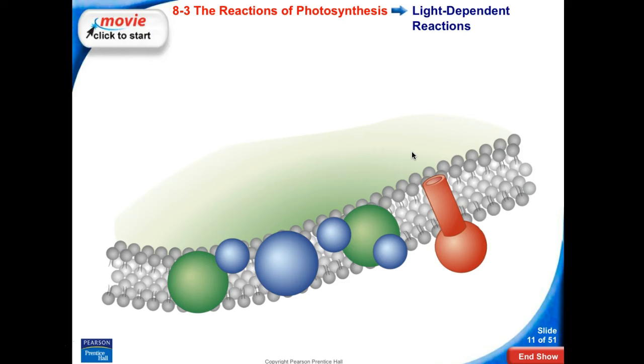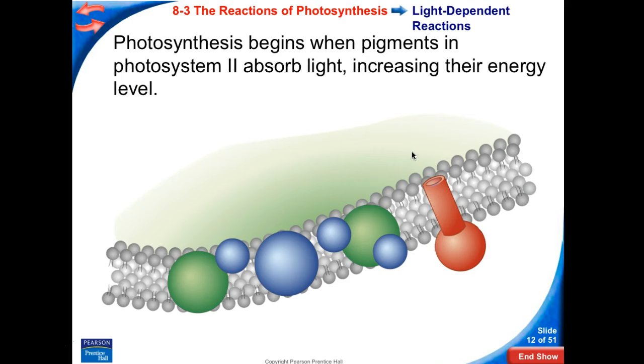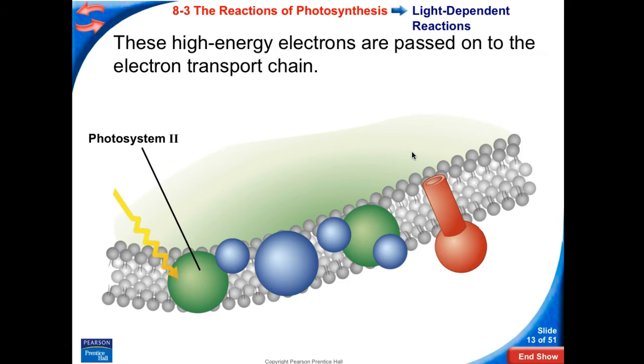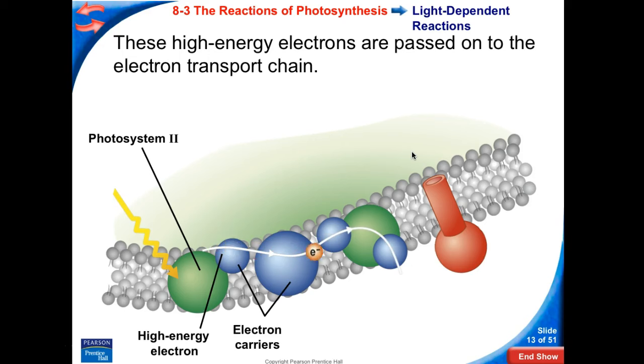In the light dependent reaction, photosystems. Photosynthesis begins when pigments in photosystem 2 absorb light, and that's going to increase their energy. So light energy comes into photosystem 2. These high energy electrons are passed along the thing called the electron transport chain, or ETC. So the high energy electron carriers move it along the electron transport chain. That membrane there is part of the thylakoid. It's the thylakoid membrane.